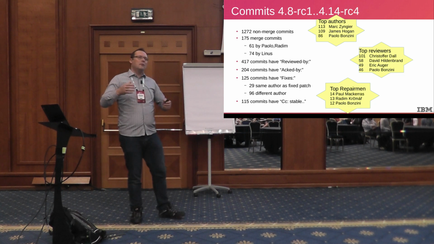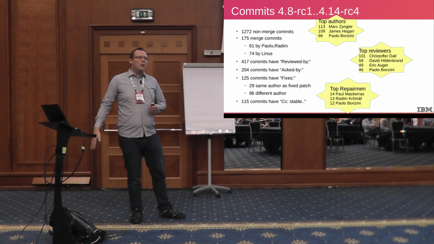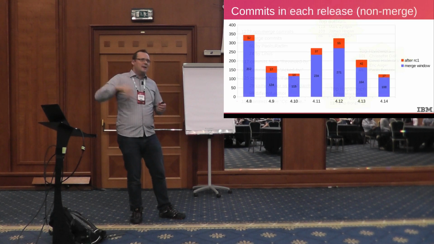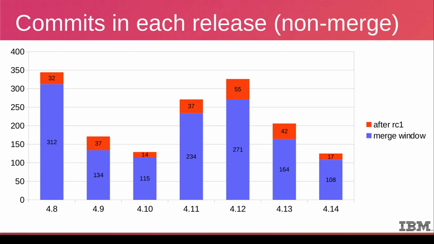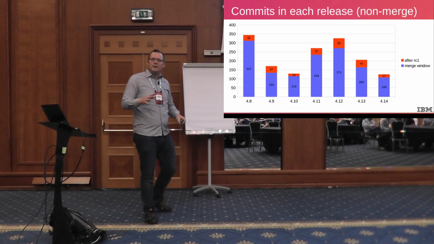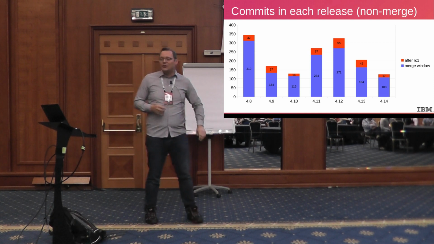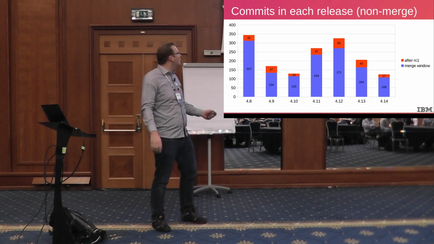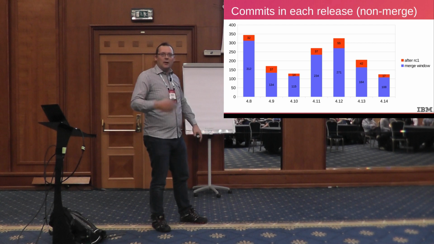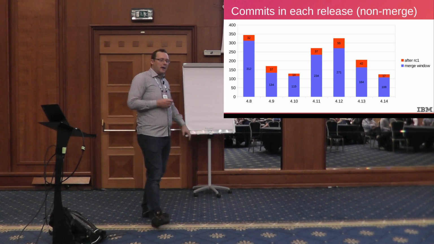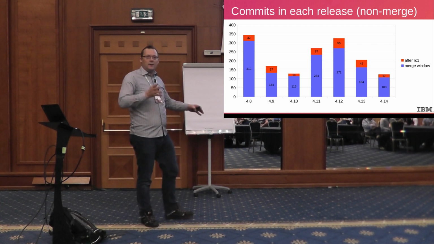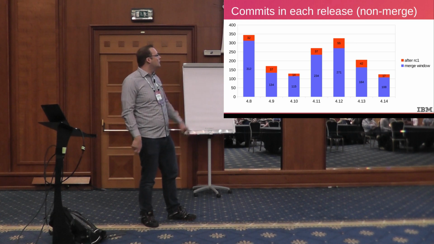Okay, now, next question might be, what are the releases? Do we have a flat rate of commits or not? And it turns out that we have short releases, or small releases, and large releases. So you can see 4.8 was really a large release. We had some kind of S390 nested virtualization in it. 4.12 was a large release.